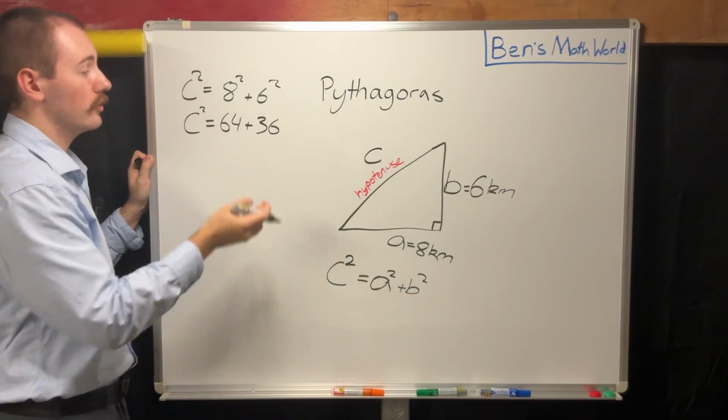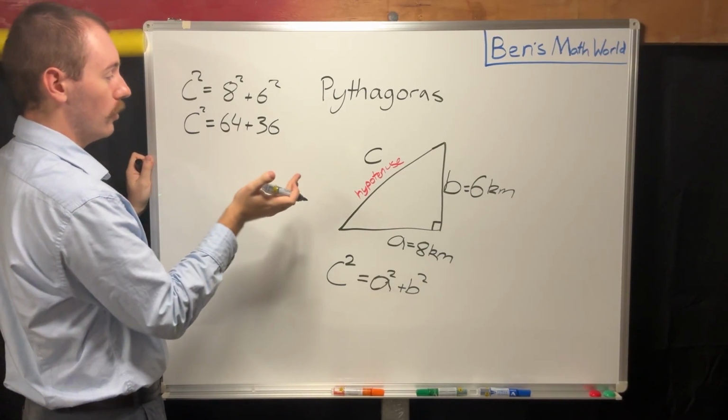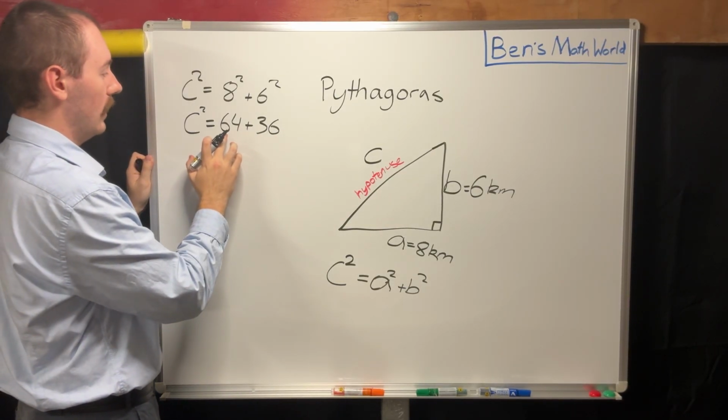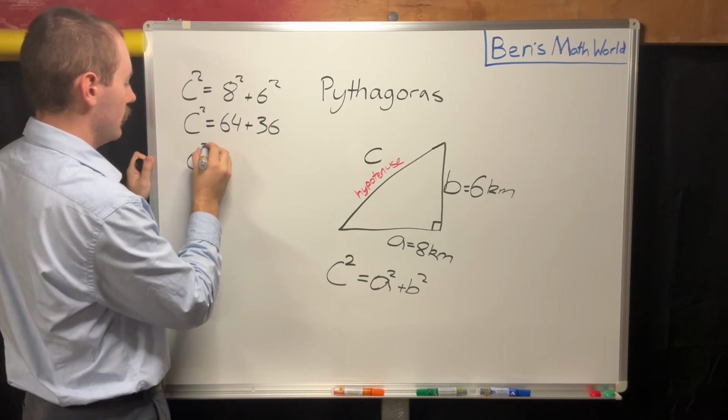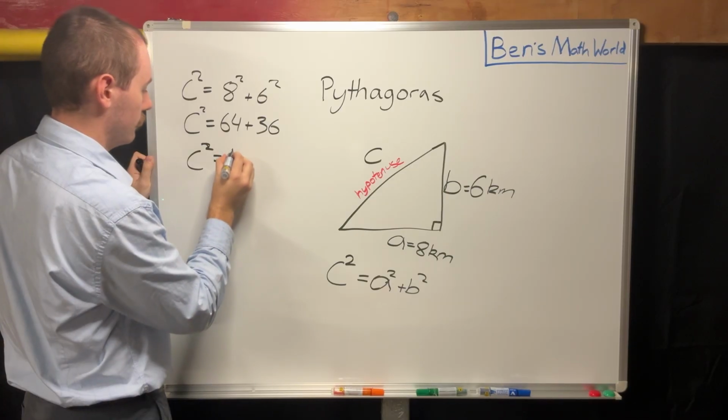Now, these are two really nice numbers. Adding the 6 to the 4, we're going to get a 10. 6 to 3 is 9 plus 10, 100. So c squared is equal to 100.